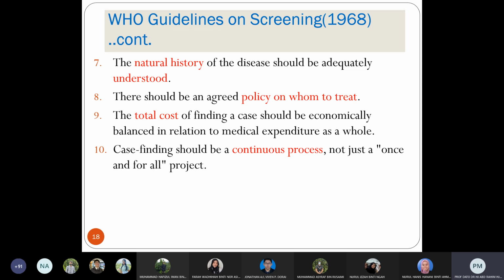The total cost of finding a case should be economically balanced in relation to medical expenditure as a whole. So it should be cheap. The cost of doing screening should not be so expensive. Case finding should be a continuous process, not just a once-and-for-all project. These screening tools should be used continuously, not just once and after that you abandon it.